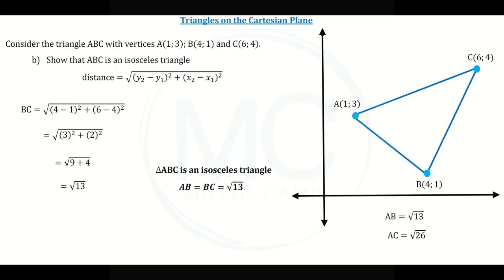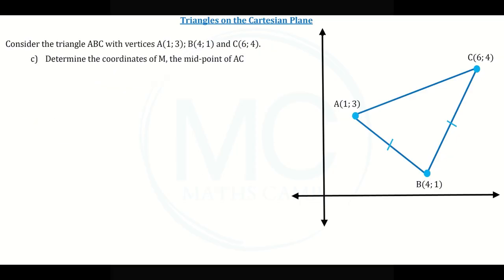In this case, we have just found that ABC is an isosceles triangle because side AB is equal to side BC. To show this on the diagram, you can put a small line on side AB and again on side BC. This indicates that the length of these two sides are equal. And now we can move on to part C.